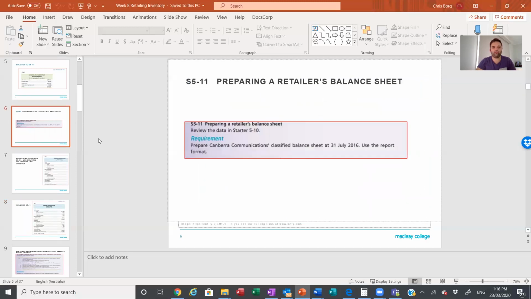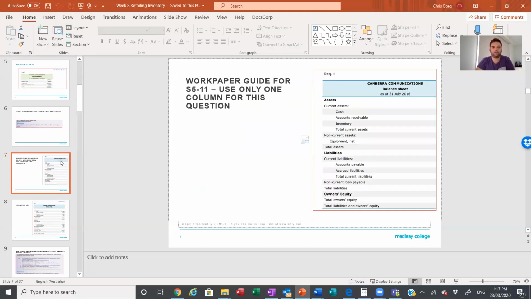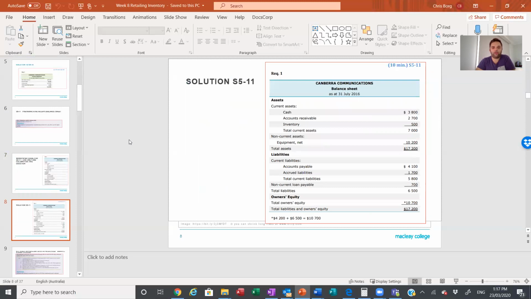The next question relates to the same data used in starter question 5-10. However, now you're required to prepare the balance sheet for Canberra Communications. Okay, so again, we're giving you the solution of how that is put together. And again, I encourage you to try the question first, then check in with these slides or with this recording to see how your answers marry up.